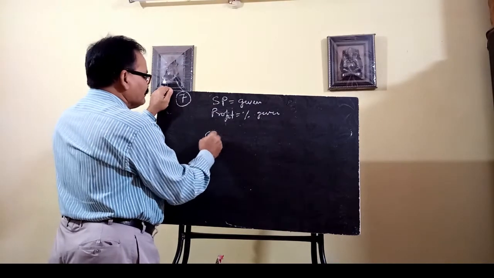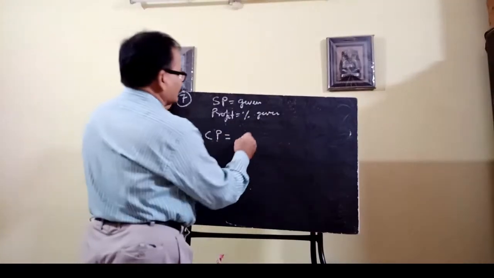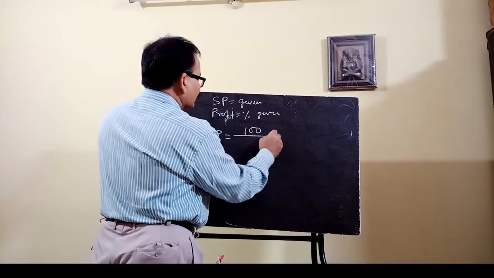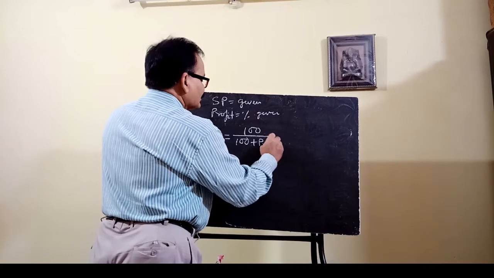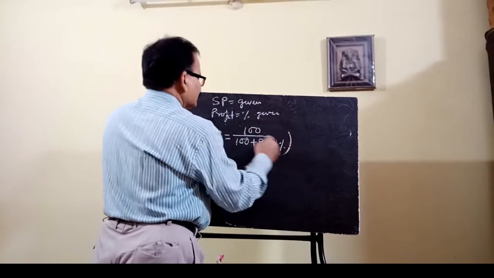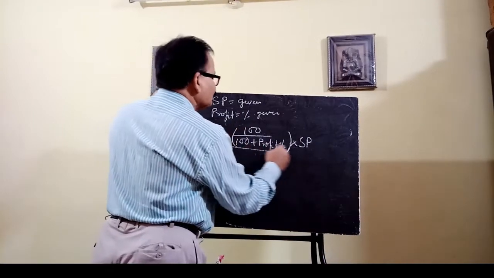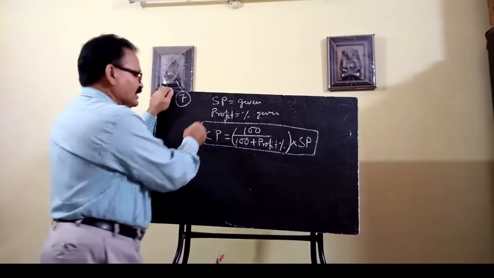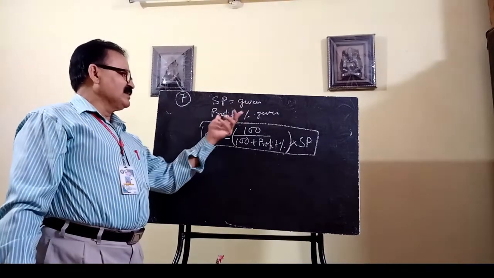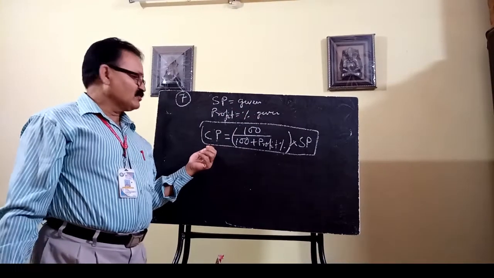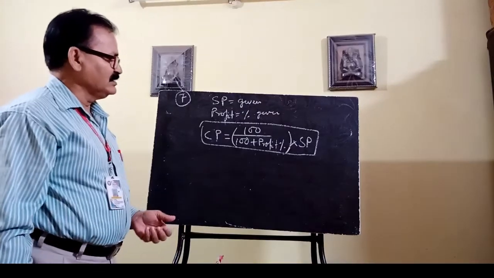Then CP can be calculated directly. CP can be calculated directly by 100 divided by 100 plus profit percent into SP. In this formula, you can directly find out CP. SP is given, profit percent is given, you can find out CP by using this formula directly.